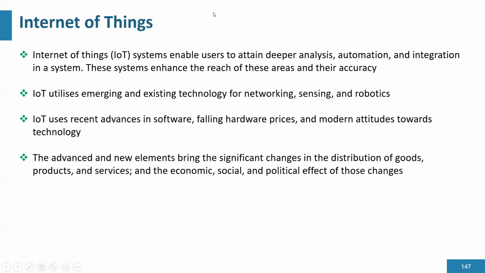The advanced and new elements bring significant changes in the distribution of goods, products, and services, and the overall economic, social, and political effects of those changes have also impacted us in a positive manner. So that's the impact of Internet of Things in a nutshell.